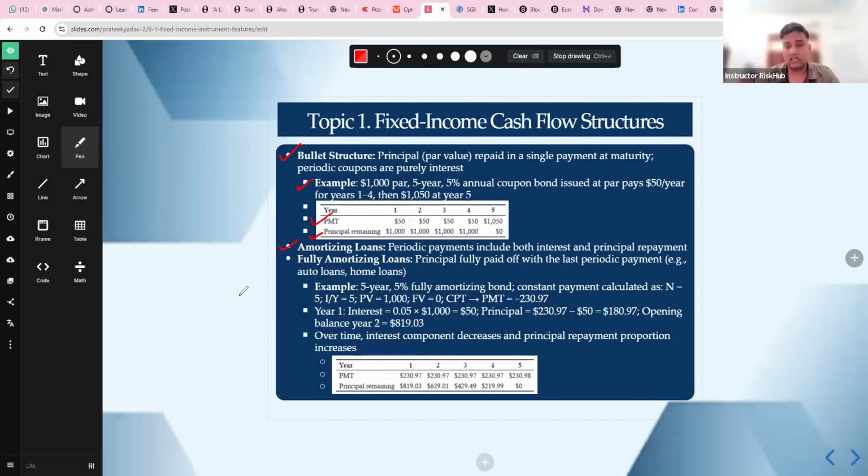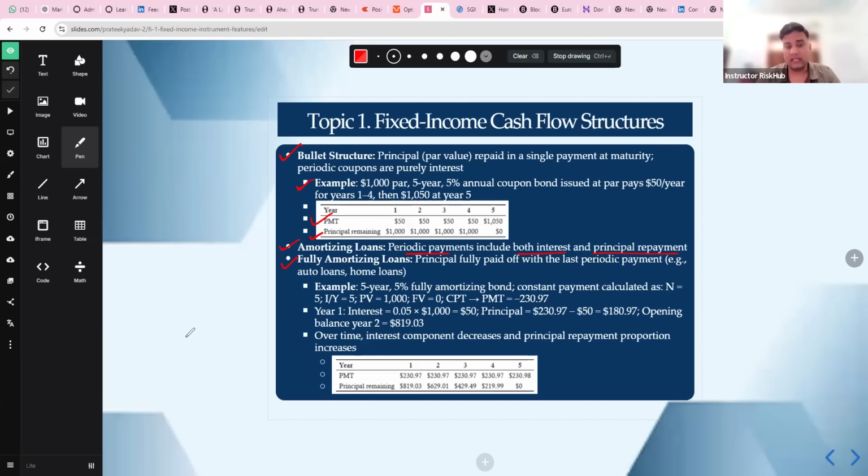Okay. Then we have your amortizing loans. Amortizing loans have periodic payments that include both your interest and your principal repayment. In that, we have another category, which is your fully amortizing loans. A fully amortizing loan pays interest and principal together in every payment. Examples are your home loan, your car loan, your auto loan, whatever. In your early years, the interest component is high and principal repayment is low. Over time, interest falls because the outstanding balance reduces, and principal repayment increases.